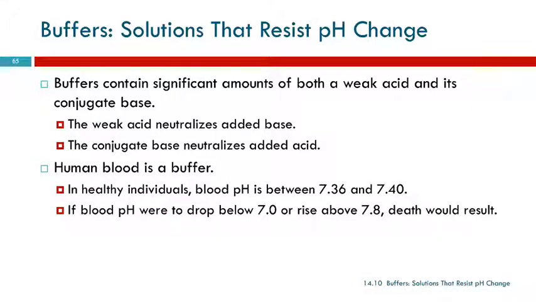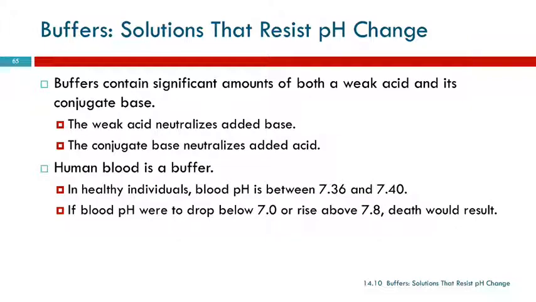Buffers. Buffers are solutions that resist pH change. They are really, really important in biological systems. Buffers work because they have significant amounts of both a weak acid and its conjugate base. So a conjugate base can neutralize acid. The acid can neutralize base. So if you add base to this buffer, the weak acid will neutralize it. If you add acid to the buffer, that conjugate base will neutralize it. It's got both of them.